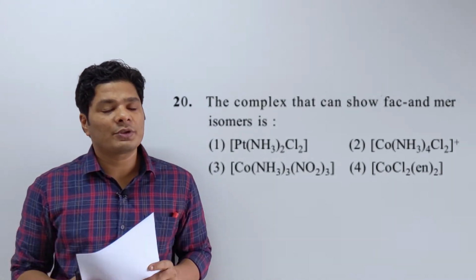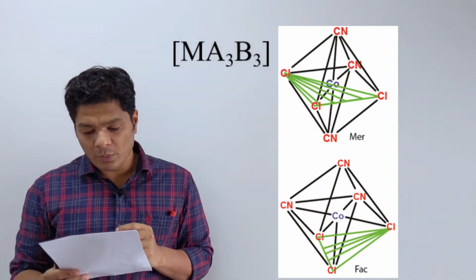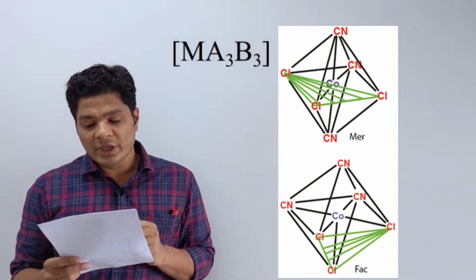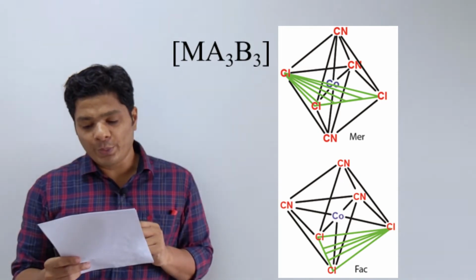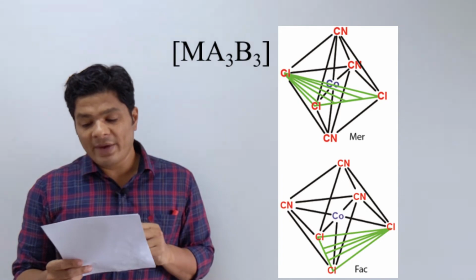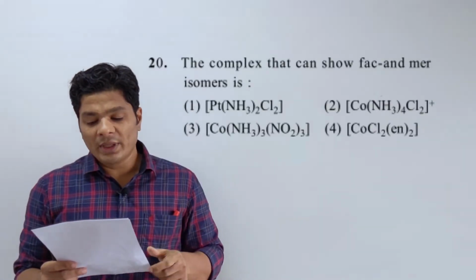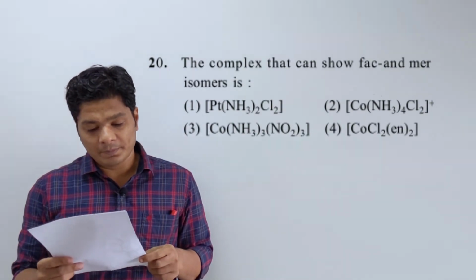20. The complex that can show fac and mer isomerism. Fac and mer isomerism is shown by complexes of the type MA3B3. Now, what are the types of the compounds given here? First one is MA2B2. It cannot show fac and mer. Second one is MA4B2. So MA4B2 can show cis and trans. So the only one that can show you fac and mer is Charlie.